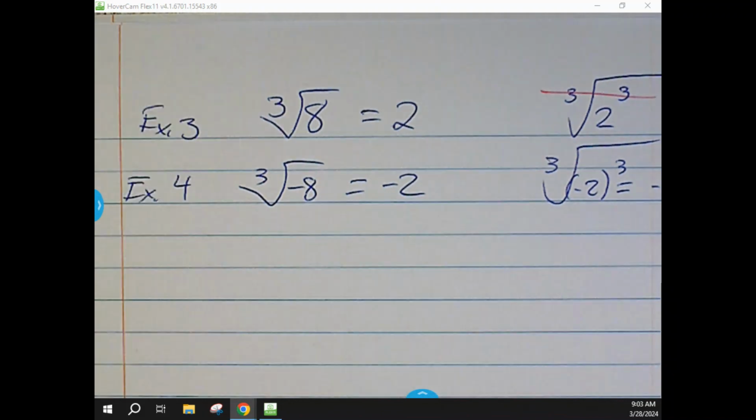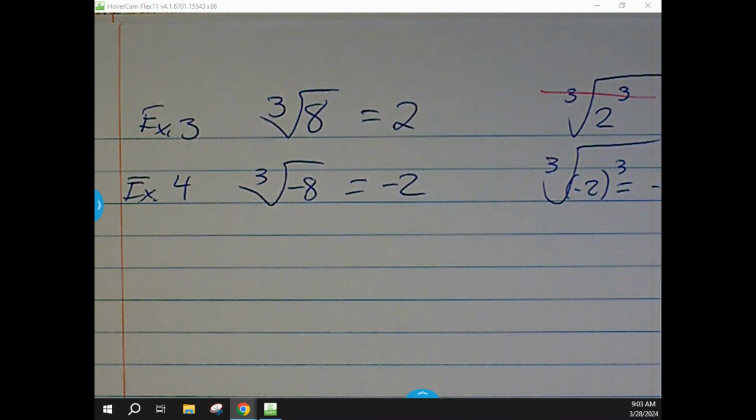So if it's an odd root index, then whatever the number is, the answer will have that same sign. If it's even, then we've got to do the plus or minus on that part to get it. Okay. Good to hear that it's simple enough.